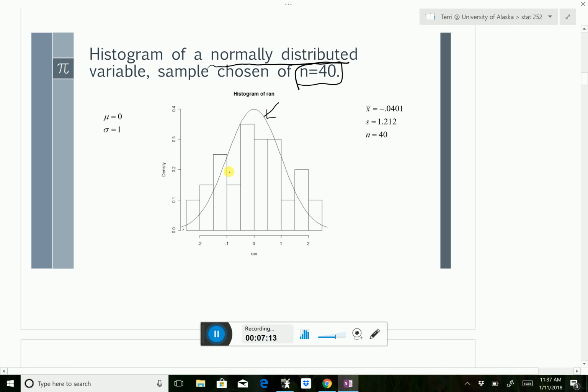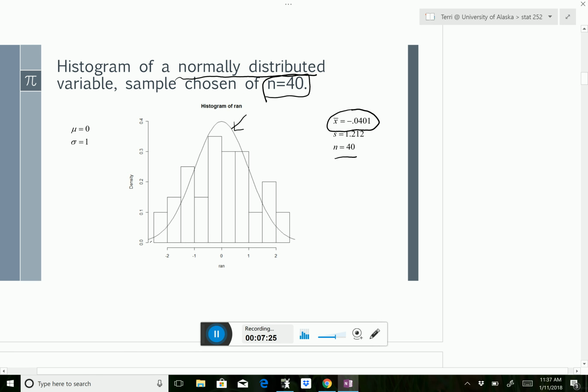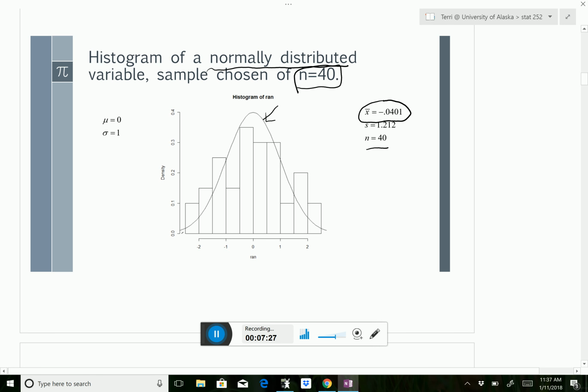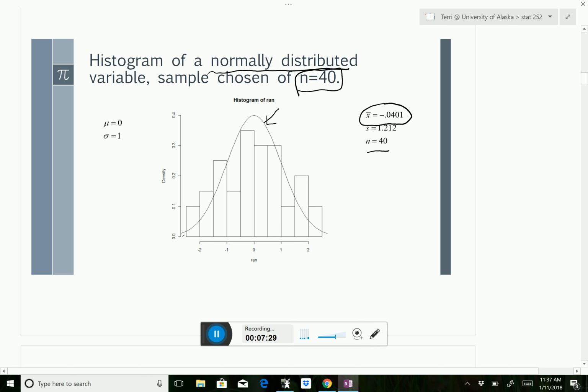Now, if you'd just seen this histogram, you'd say, that doesn't look all that normal. It was. They were normally distributed variables. And look at this. My x bar is negative 0.0401, which is pretty close to 0, because 0 is the true mean. And my s is 1.2. It's a little bit off.